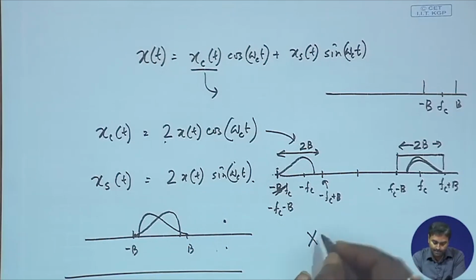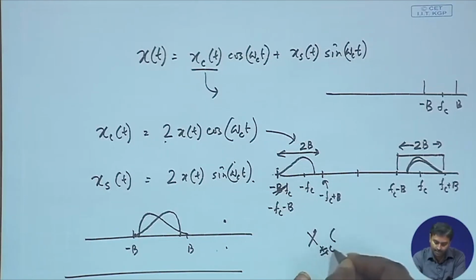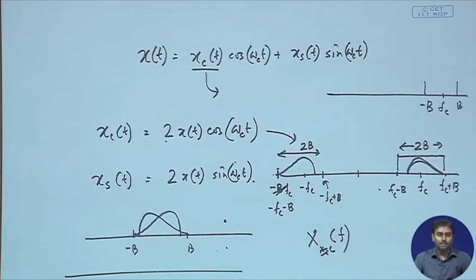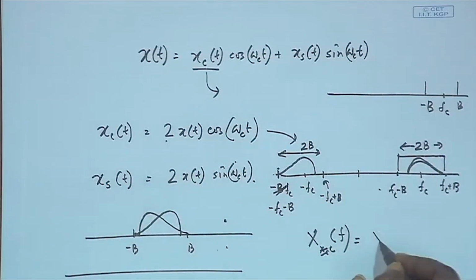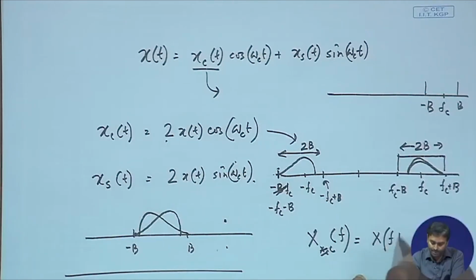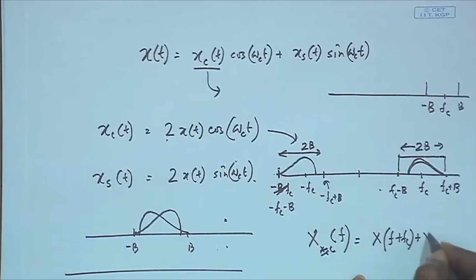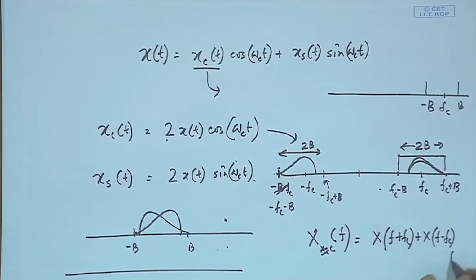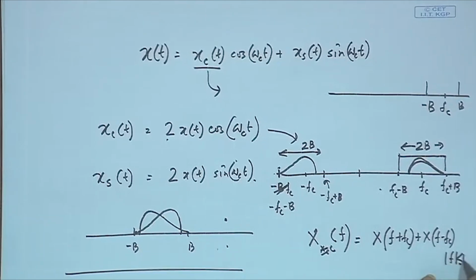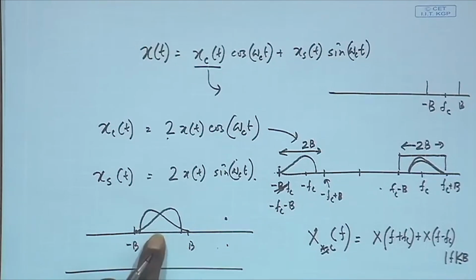it is x, let us say xc or xcf, right. So, what that should be? That should be actually x f plus fc, f minus fc. So, original x f plus fc plus x f minus fc, but this must be defined for f where mod f is less than or equal to b, okay, which is just like this.